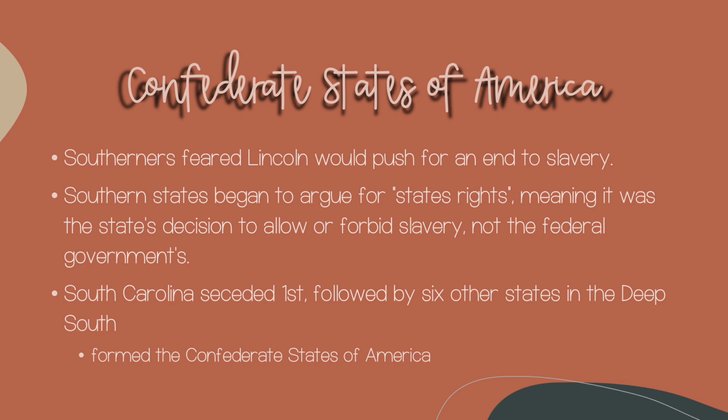So in December 1860, 1 month after Lincoln's election, South Carolina became the first to secede from the Union. This meant that they no longer recognized themselves as part of the U.S., and they formed their own country. Soon after, 6 other Deep South states joined, and they formed the Confederate States of America. Their capital was placed in Montgomery, Alabama, and Jefferson Davis was chosen to be their president.